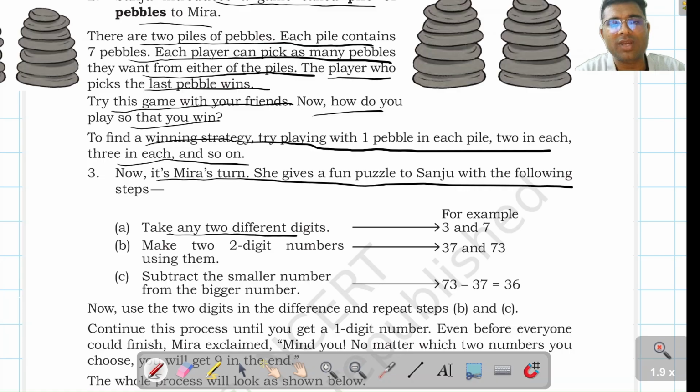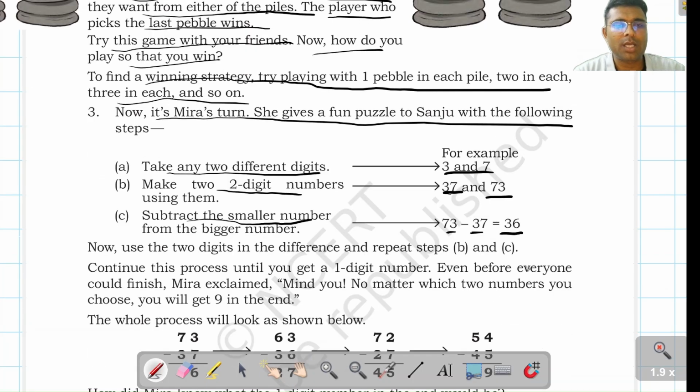Take any 2 different digits, like for example 3 and 7. Make the 2-digit numbers 37 and 73. Subtract the smaller number from the bigger number. So 73 minus 37 and you will get 36. Now you use this 2-digit number, 36, again and repeat steps B and C.